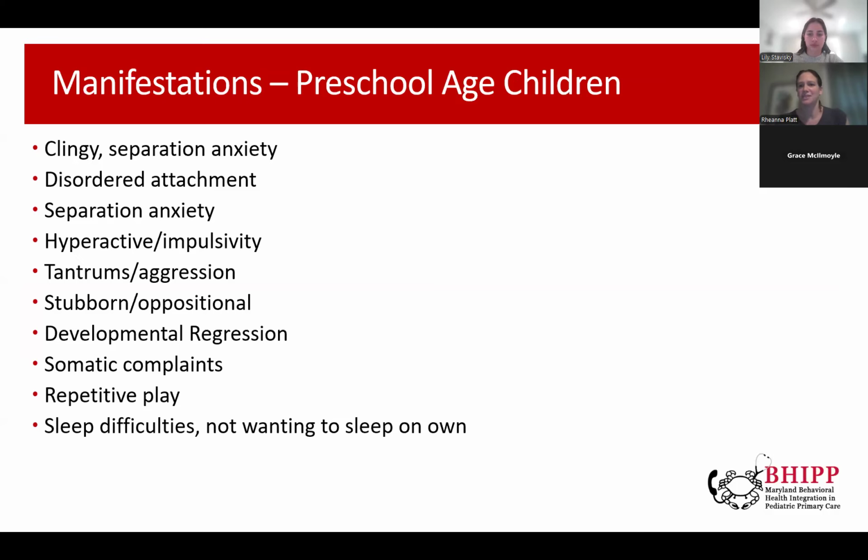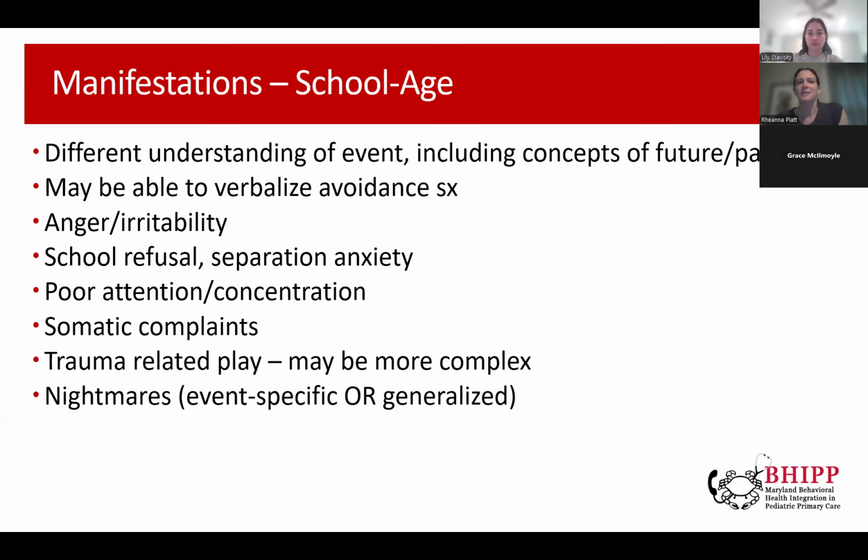Again, you'll see changes in play, changes in sleep, potentially changes in development, in terms of potentially regression from previously learned skills. And then somatic complaints are common as well. In school-age children, they might start to be able to verbalize more why they don't want to go somewhere, versus in younger kids, it might just be that they have the behavior, they won't go somewhere, but they can't really explain that they don't want to go.